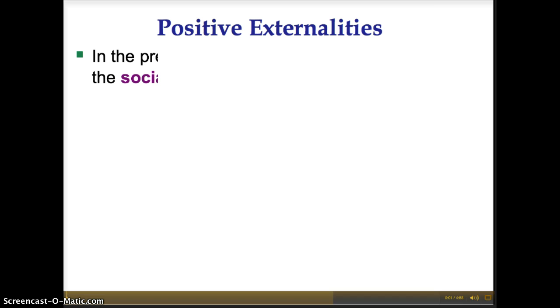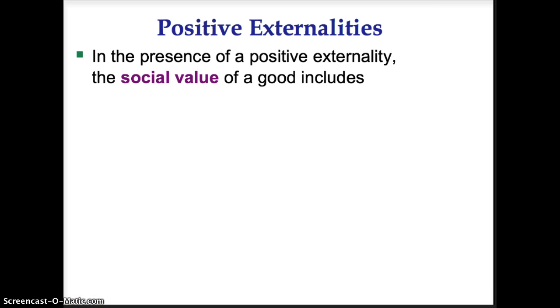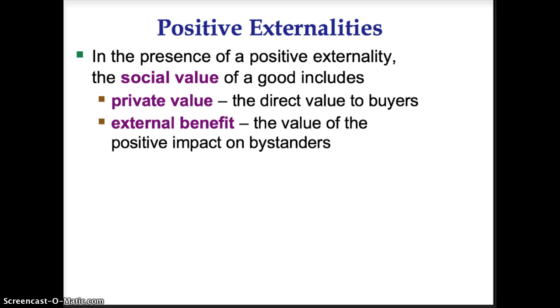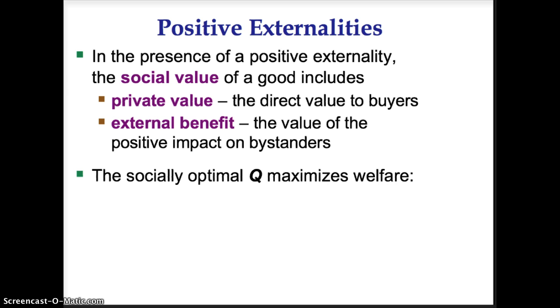In the presence of a positive externality, the social value of the good includes the private value, which is the direct value to buyers, and the external benefit, which is the value of the positive impact on bystanders. The socially optimal quantity maximizes welfare.